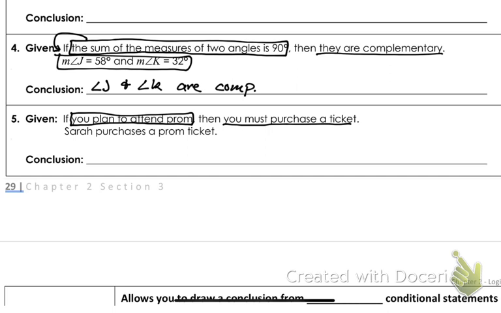But that's not what the law of detachment says. Law of detachment says if your hypothesis comes true, then your conclusion comes true. Did the hypothesis come true? No. So this would be no conclusion. Your hypothesis did not come true.